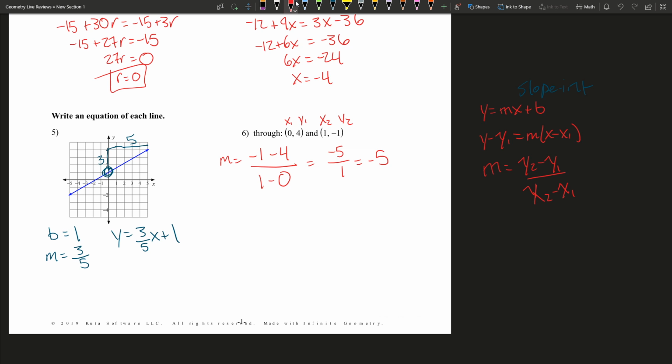Then we have a slope and 2 points, which we can just plug into point slope form. All right, so we already have an x1 and a y1 labeled, and we have m. So our equation will be y minus 4 is equal to negative 5 x minus 0. This is an equation. You don't have to go any further than this. You can just leave it like that. So you don't need to simplify it or anything. You don't need to get to slope-intercept form. You just need an equation of a line.